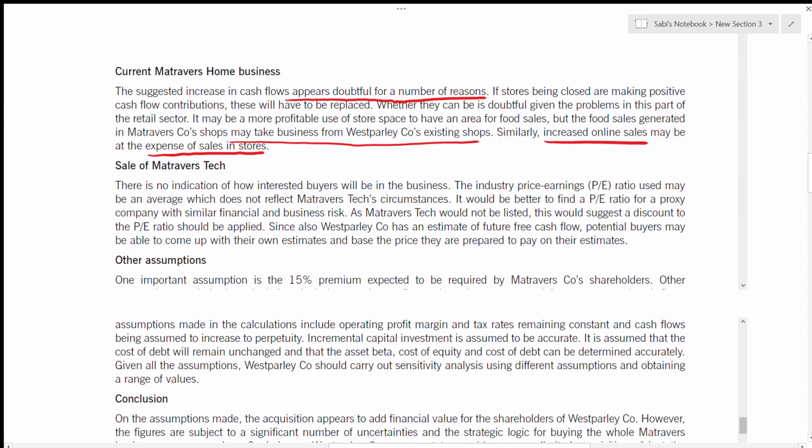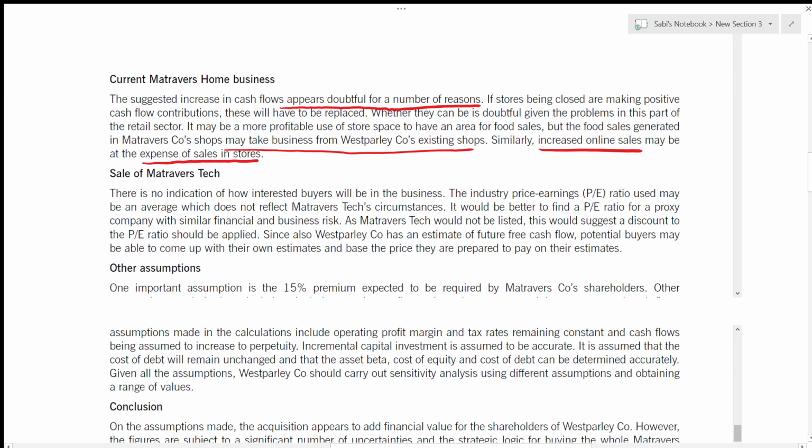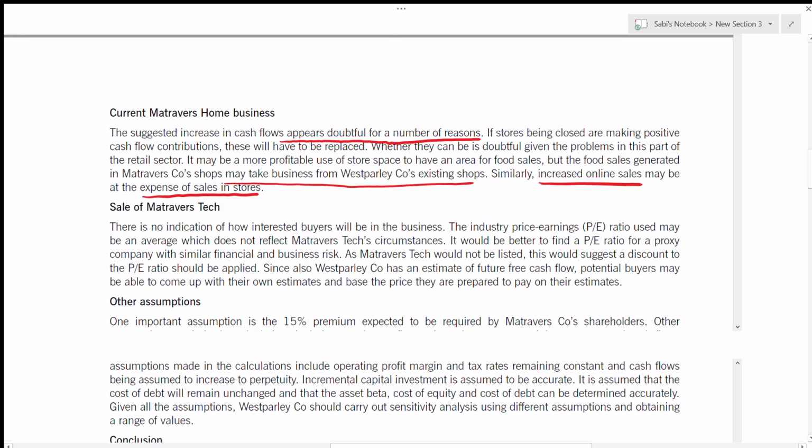Now let's go to the sale of the tech. So there is no indication of how interested buyers will be in the business. No indication. Exactly. They're just saying that they're going to sell. But what about the buyers? From the buyer's perspective, are they interested in buying it? It's not given there. There's no indication.